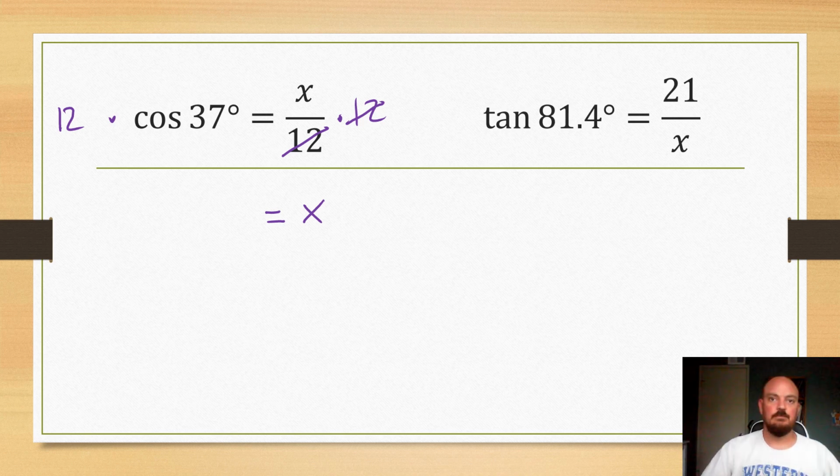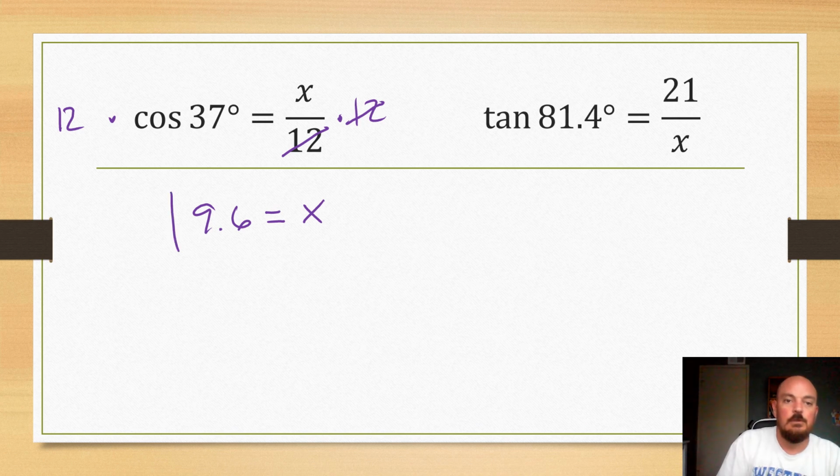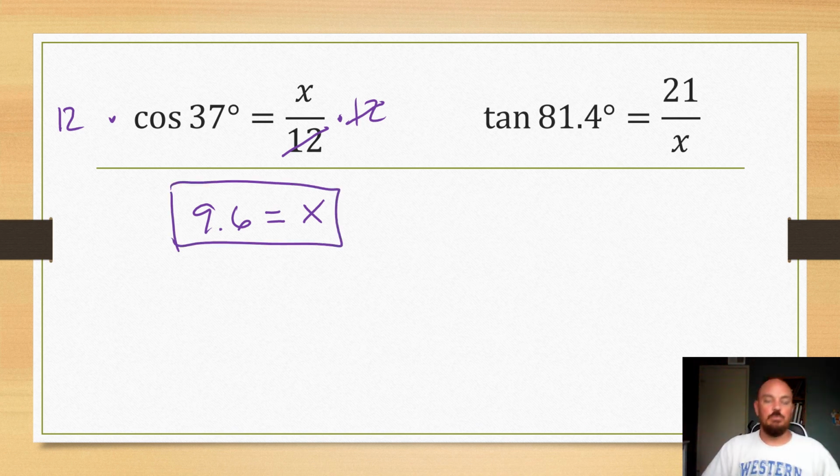I'll come right back. Okay, so I did that on a calculator, and I got about 9.6 for that one. So our first answer would be 9.6. And one step, multiply by 12 and you're done. Now, let's look at the second one.